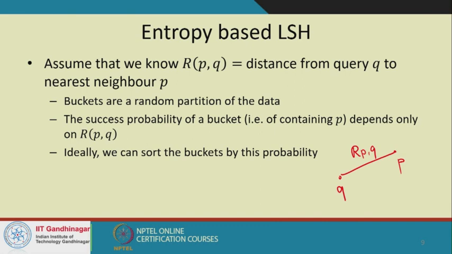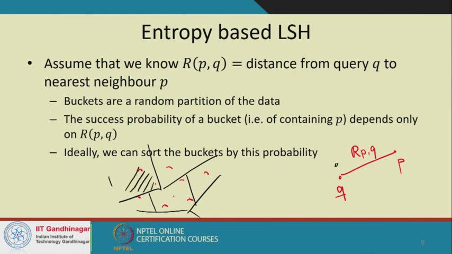So the intuition is that the buckets are a random partitioning of the data, right? And this random partitioning happens as follows. Suppose here is the data, right? Now based on the hash functions that were chosen, the data gets partitioned like this. And because of the properties of the locality sensitive hashing algorithm, the success probability of a bucket, that is the probability that this bucket contains the point P, depends really on the distance RPQ.